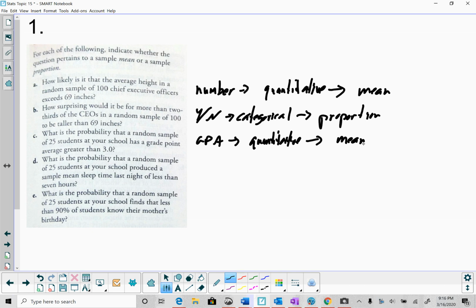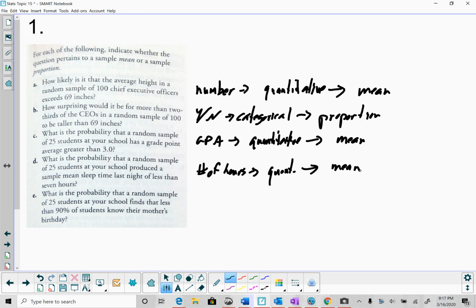Part D, what's the probability that a random sample of 25 students at your school produced a sample mean sleep time last night of less than 7 hours? What are you going to ask them? How many hours of sleep did you get last night? You're going to get a number. A number is quantitative. That will produce a sample mean.